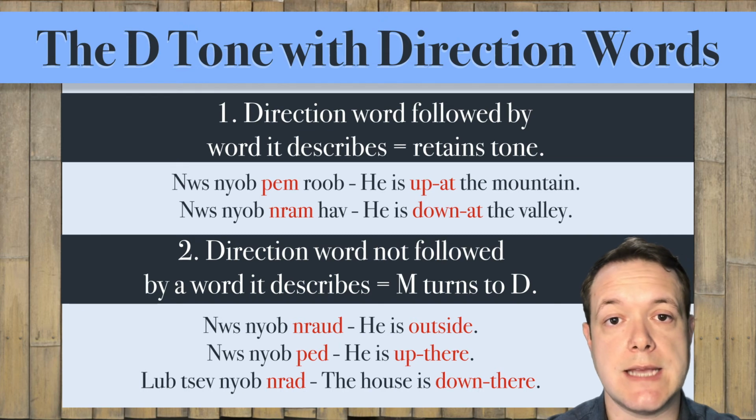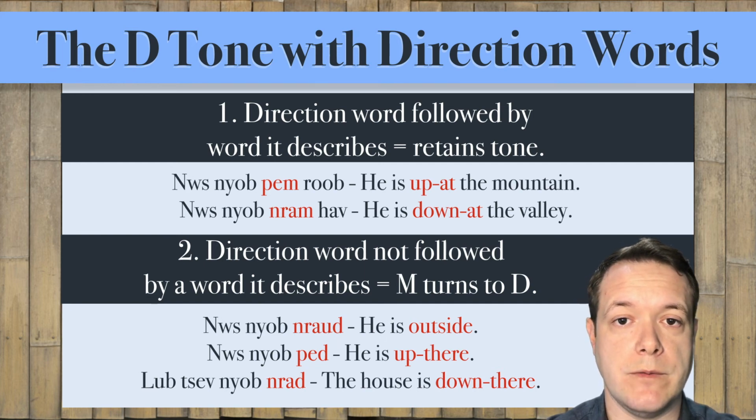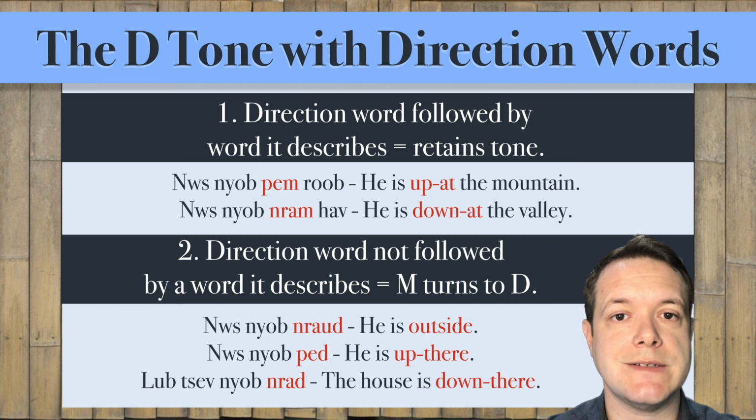So again, sad and alone, D tone. Pointing to something, followed by something, retains its original tone, usually an M tone. Remember, it's these subtle little things that help one to achieve natural, easy to understand speech. So it's worth the effort.